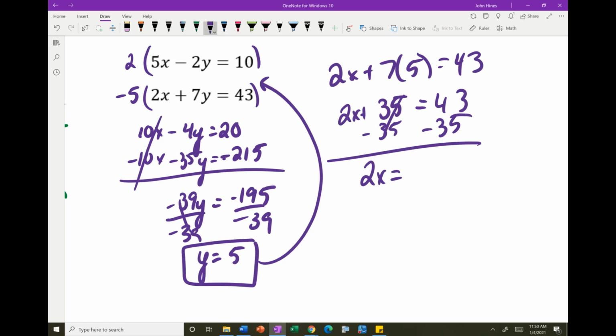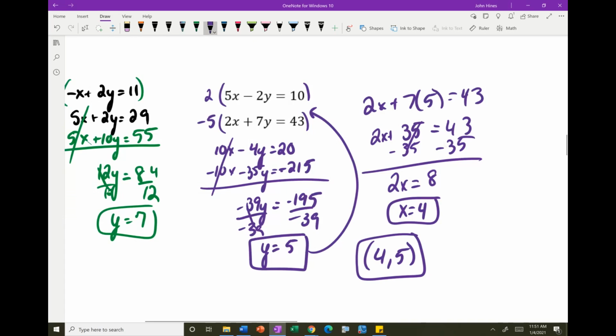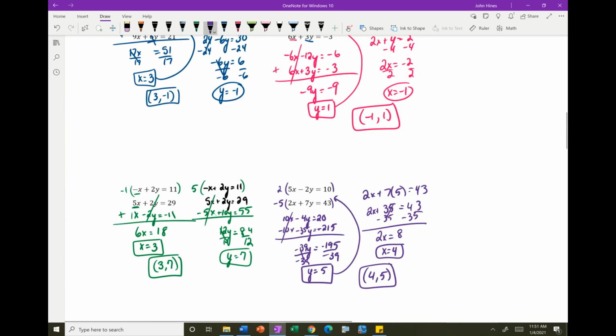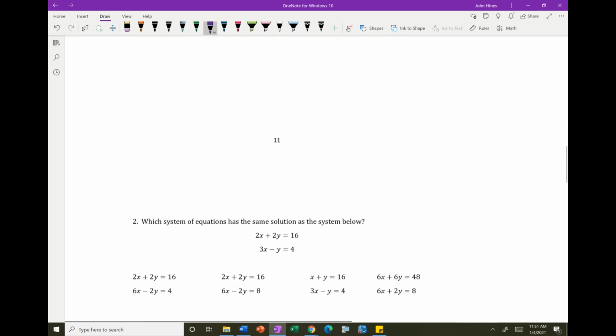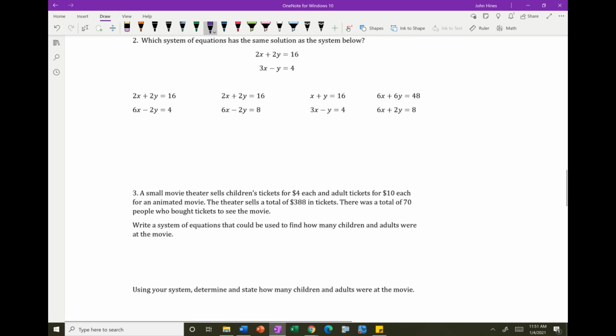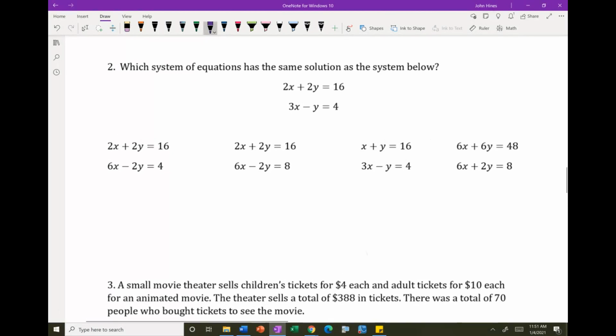(2x equals 8). So x equals 4. So (4, 5) is the point of intersection. All right, so hopefully this was a good review. We got 2 more questions to do, and then we'll call it a lesson.